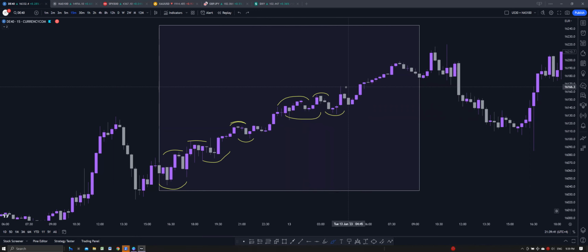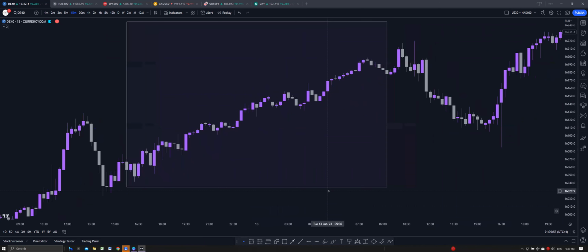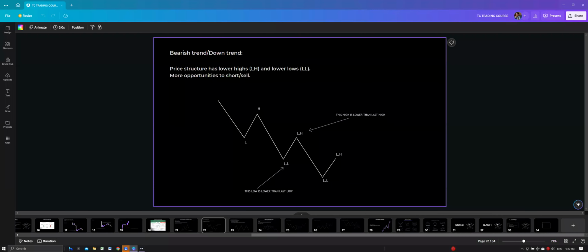But then eventually we have a new higher high, a new higher low, a new higher high, and a low, right? So this is the bullish trend. You have to recognize the highs and the lows and see if it has a bullish trend, a bearish trend, or a consolidation trend. I'll show you consolidation in a second.